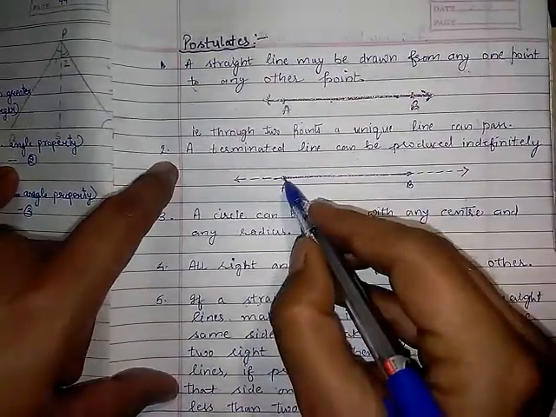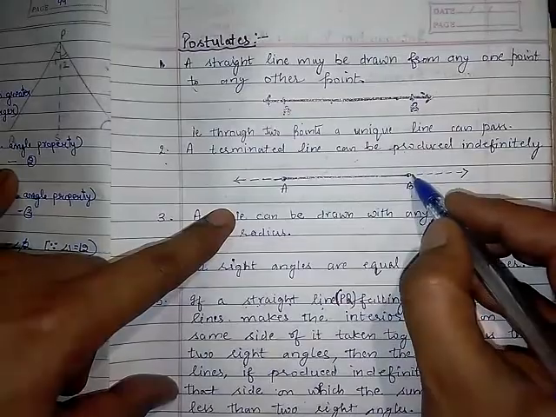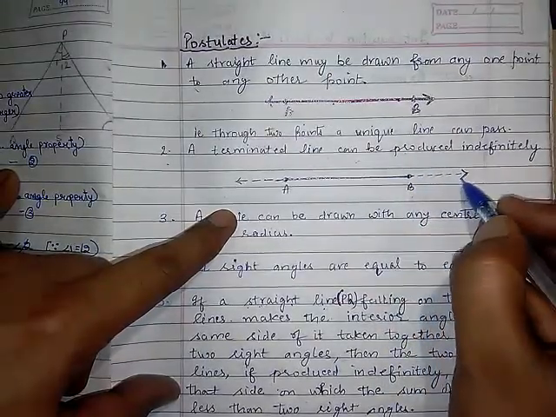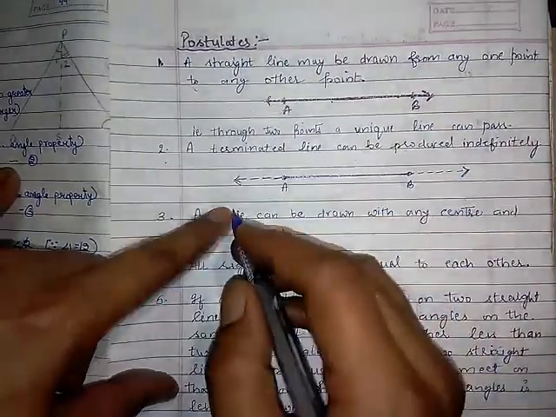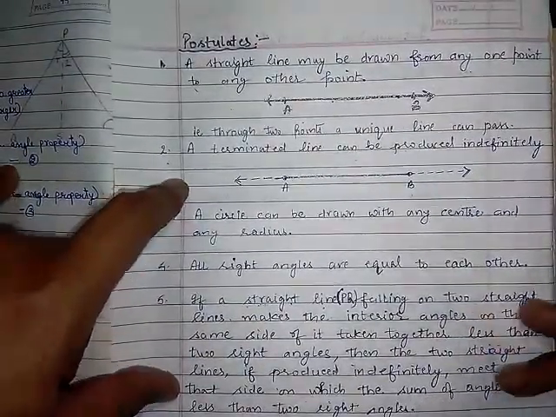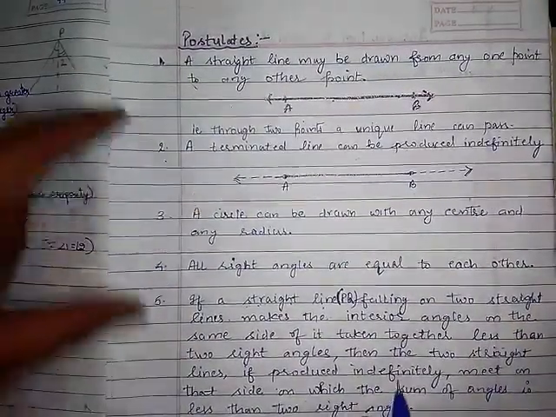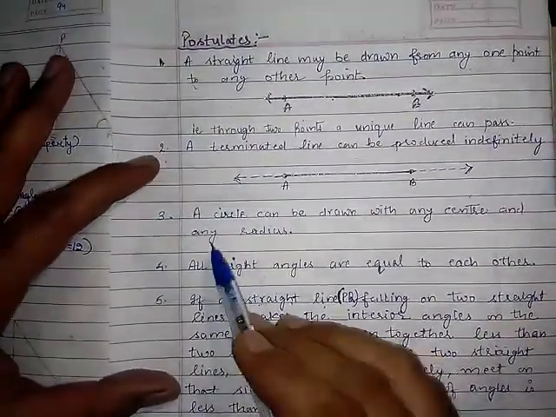So these are the terminal points of the line segment AB. If you want to produce it indefinitely, you can produce it to make a line. Clear? A line segment can be converted into a line if you extend it on both sides. Clear? So this is the second postulate. Then come to the third one.